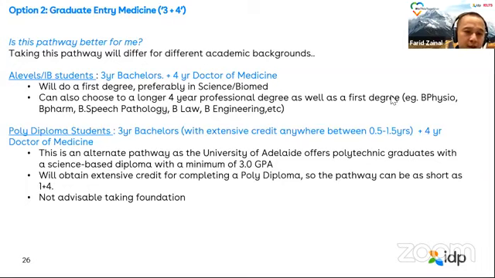As mentioned earlier, as an alternate pathway, the University of Adelaide does offer a direct entry for Polytechnic graduates, right, with a science-based diploma and a minimum GPA of 3, right? As mentioned also, for this group of students, Polytechnic diploma graduates, it will not be advisable to look at the foundation pathway, all right?